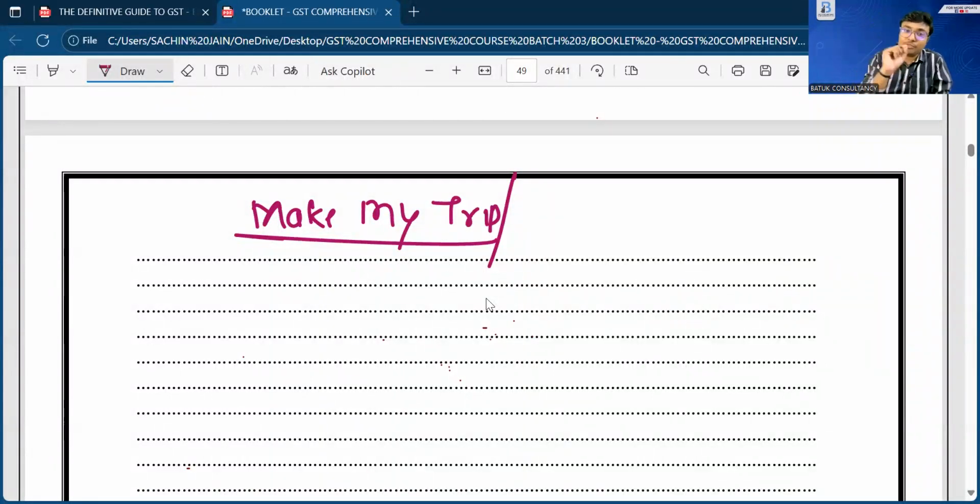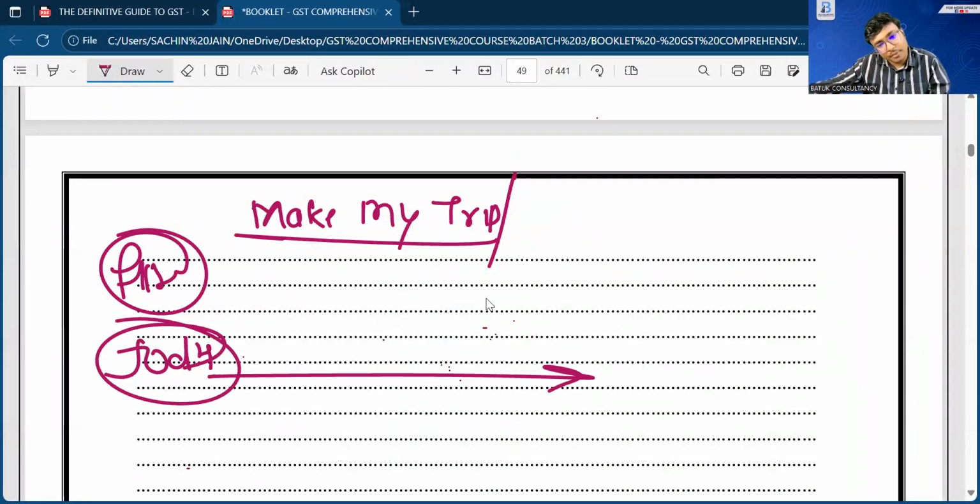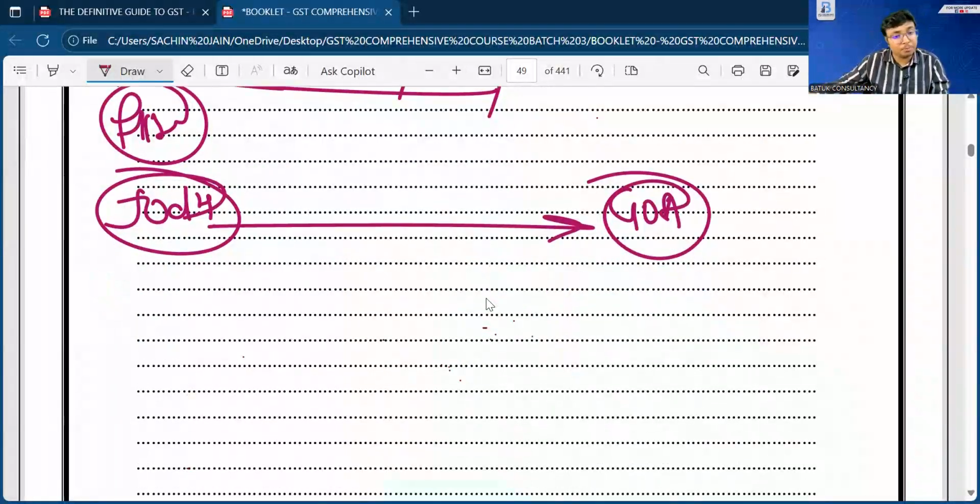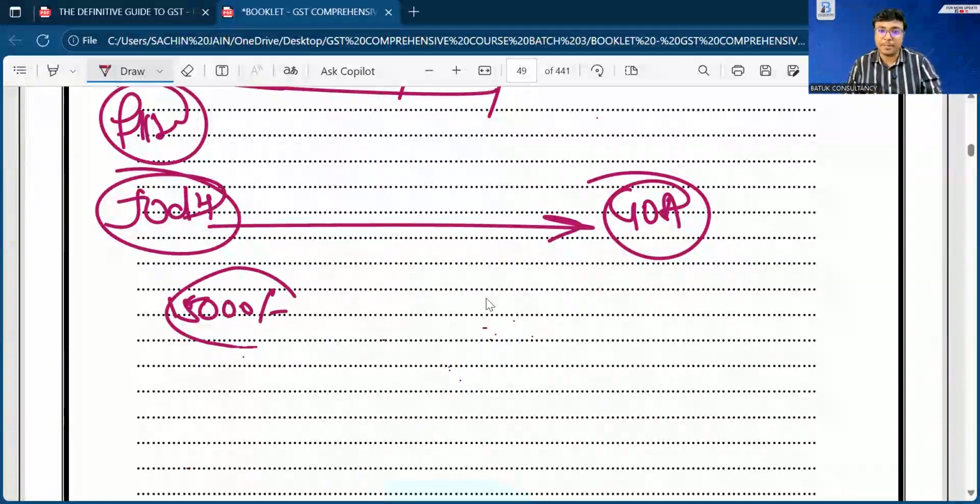Because when you book a flight ticket, suppose I want to book a flight from Jodhpur to Goa. So I have booked my ticket from the Make My Trip platform. What is Make My Trip going to provide me? Make My Trip is showing that the flight price is 15,000 rupees per person. I have to pay that amount, and my ticket will be booked. In that case, will the whole 15,000 be treated as value for Make My Trip?